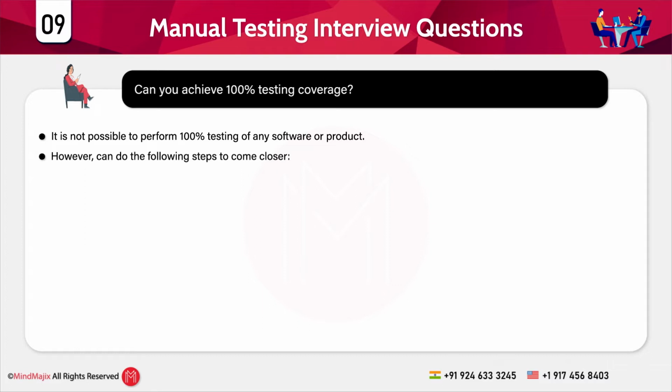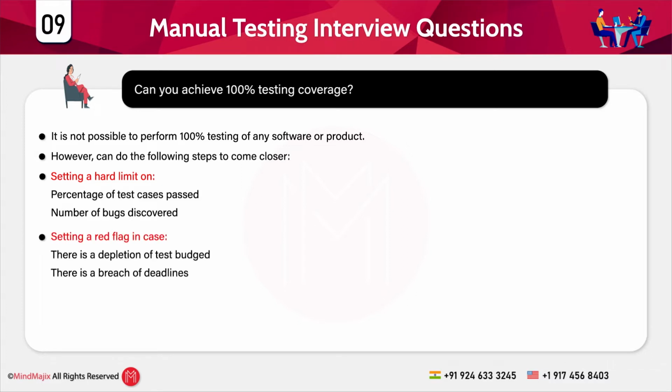Okay, so what are those steps? The first step is you can set a hard limit on the percentage of test cases passed and the number of bugs discovered. In the second step, you can set a red flag in case there is a depletion of the test budget and there is a breach of the deadlines.